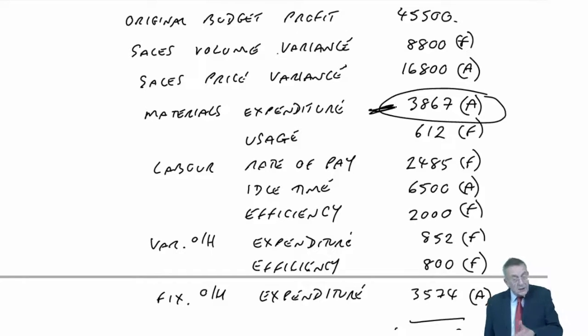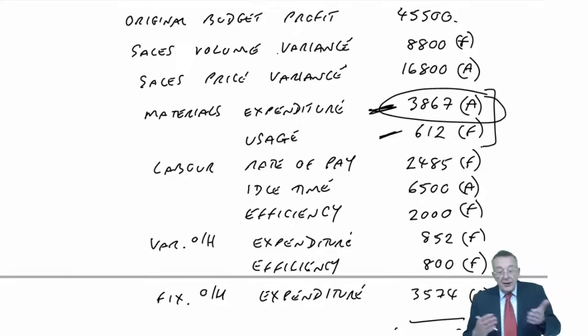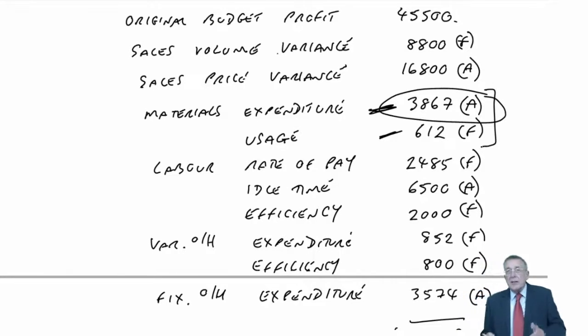Just suppose it was to buy better material, and as a result we wasted less. Fine, we've saved on the usage. It's favourable. Now, in fact, if that was the reason it wasn't worth doing, you see. Had we saved more on usage than the extra expenditure, that would have been a good move. Here, if that had been the reason, it's not really worked. We've only saved 600, but we had to spend an extra 3,800.